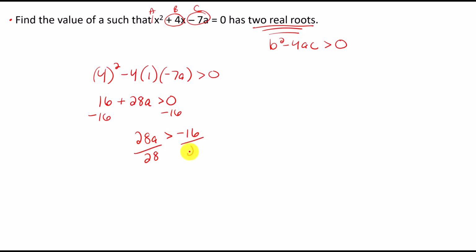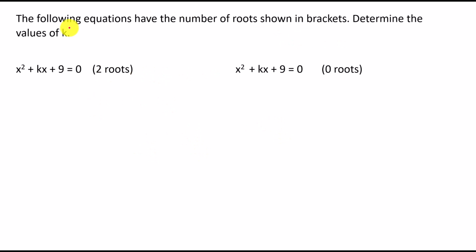Divide by 28. And so a has to be greater than negative 4 sevenths. Okay, so 16 over 28 simplifies to 4 sevenths, and it's negative. Okay, so just a few more problems.